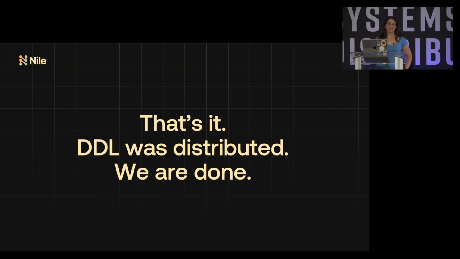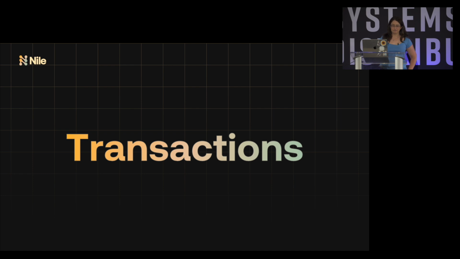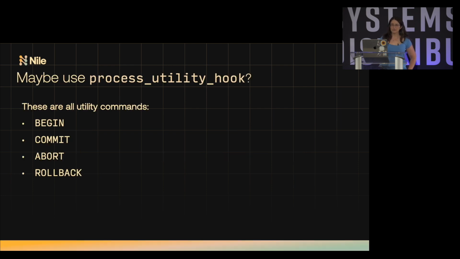I left out the actual fun part, which would be the transactions. So let's see how we do transactions. The first thing we thought on how to do transactions was the idea that, remember, our utility hook, which we already hooked into, actually gets everything that is not select, insert, delete, or update, which means that we get begin, we get commit, we get abort, we get rollback, everything we need to do a transaction, right?